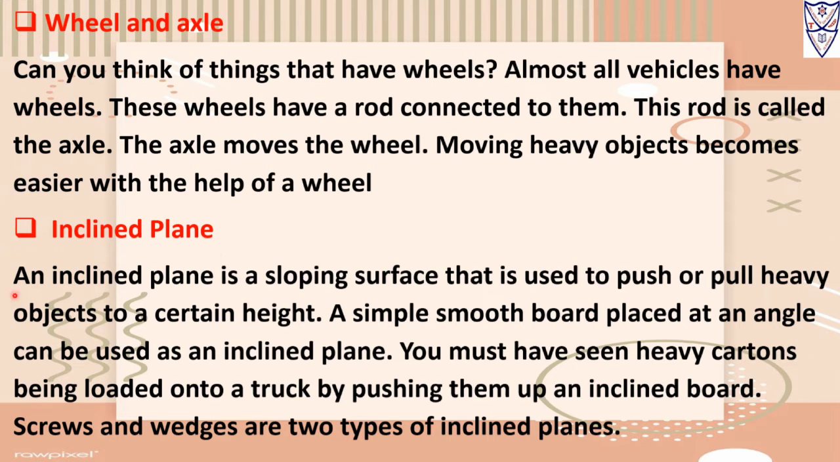Inclined plane. An inclined plane is a sloping surface that is used to push or pull heavy objects to a certain height. A simple smooth board placed at an angle can be used as an inclined plane. You must have seen heavy cartons being loaded onto a truck by pushing them up an inclined board. Screws and wedges are two types of inclined planes.